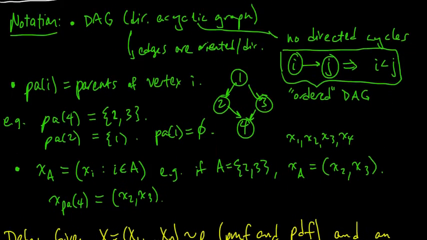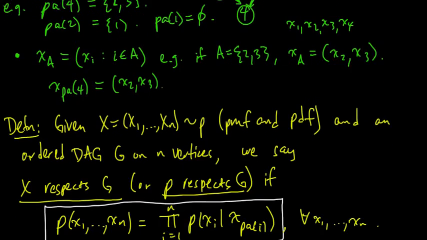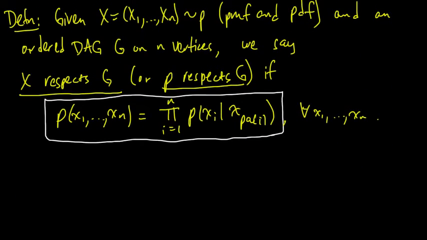Okay, so an example. If that's not clear to you, you could check that any distribution which satisfies this factorization for any x1 through x6 respects this graph, respects this DAG. So that's an example, and the other ones we did earlier were examples also.